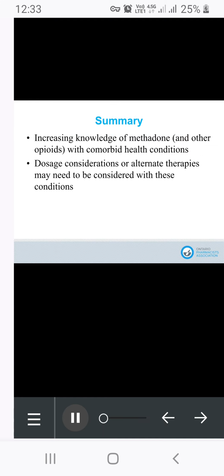So to summarize, we need an increased knowledge of methadone and other opioids when we're dealing with patients with comorbid health conditions. And the dosage considerations or alternative therapies may need to be considered when they have these conditions.